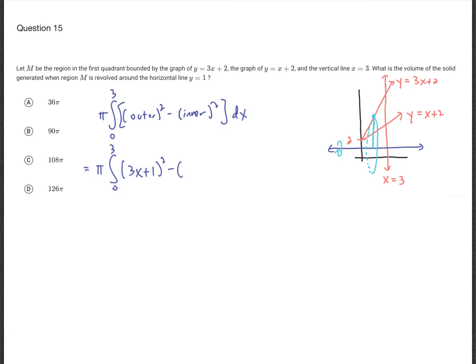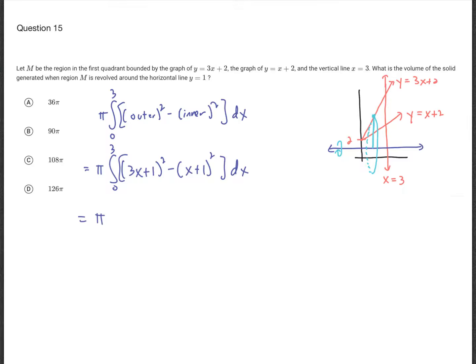Okay, same idea with the other one. So this distance, if you look at this function x plus 2, the distance down to the x-axis would be x plus 2, but we have a little gap of 1, so this distance will be x plus 1. Okay, and then that's squared. Okay, so now we just have to actually evaluate this integral. Let's make sure that's right. Yeah, okay. Pi.